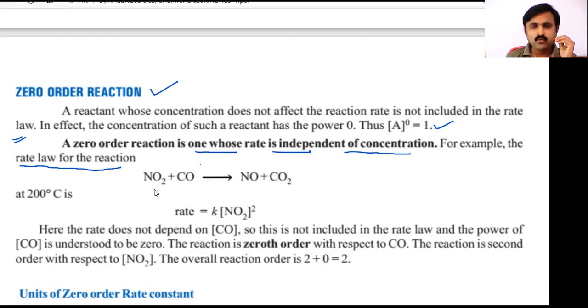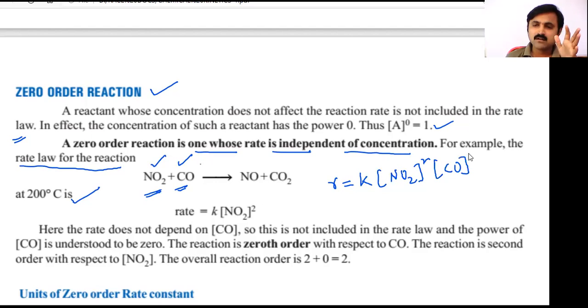Okay. So NO2 plus CO gives rise to NO plus CO2 at 200 degrees Celsius. This is the equation given. In this case, we have two reactants. NO2 is there, CO is there. But usually, when we don't know this concept, what we will write is concentration of NO2 power 2 into concentration of CO power 1. Without writing anything, we can consider it as 1.